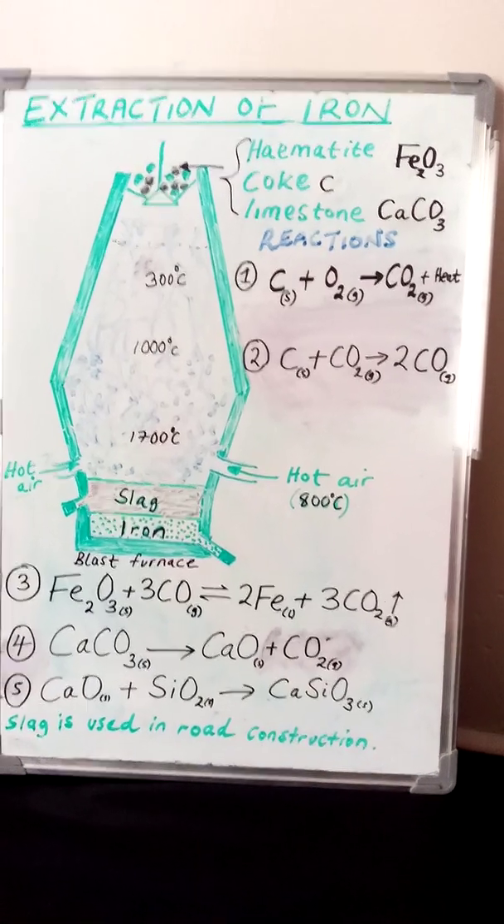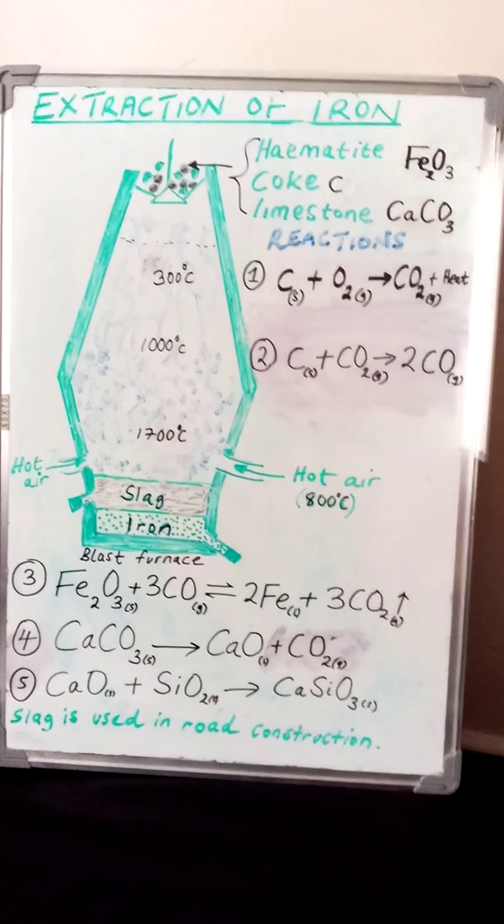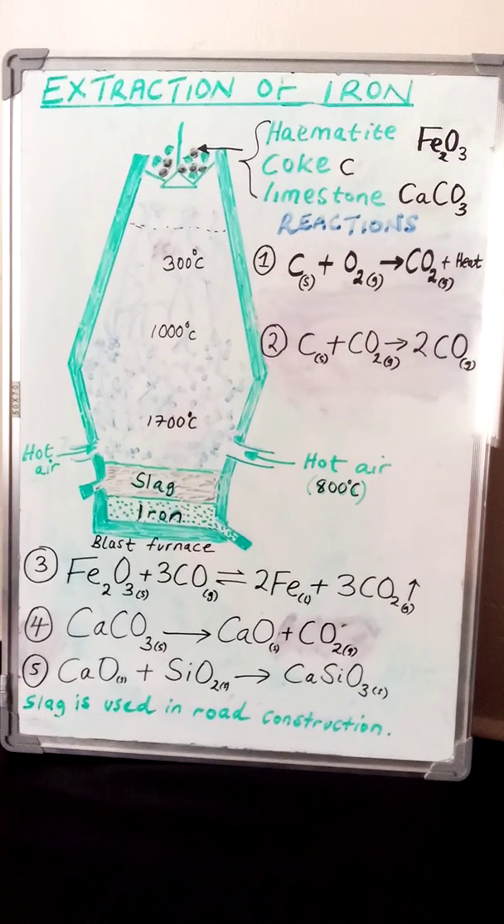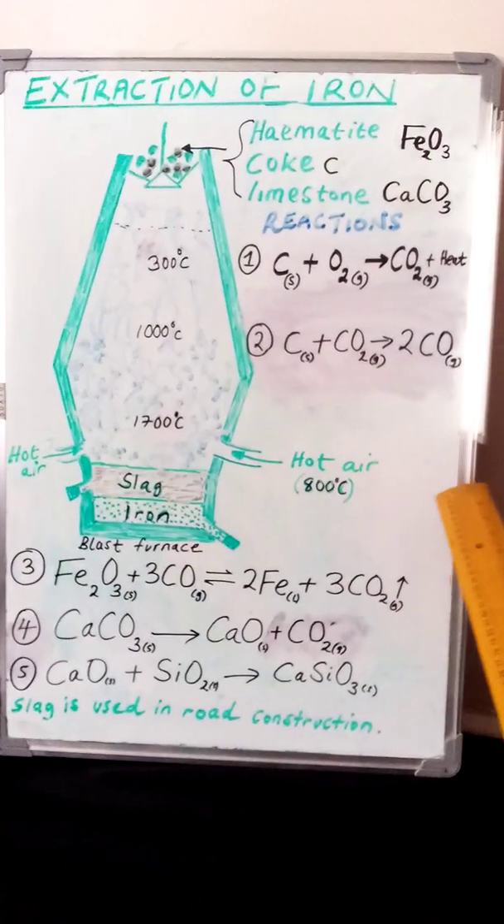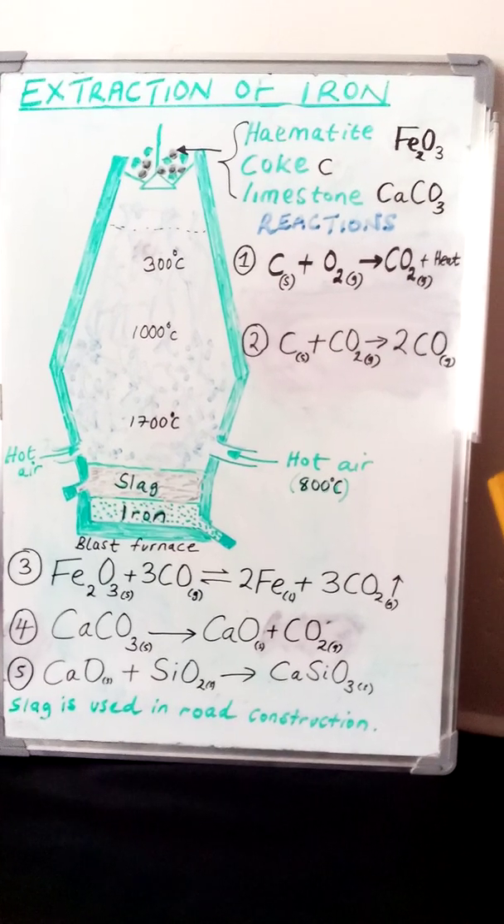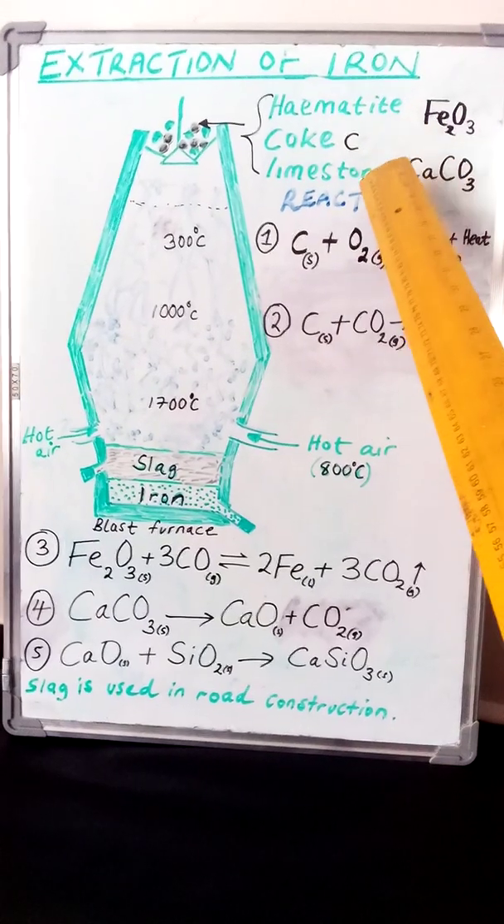Okay, so today we are looking at the extraction of iron under metals. So you need to know that when carrying out this extraction of iron, we have a special setup that we use. We use a blast furnace. And then we also need to know that we have raw materials that we need to use. So those raw materials are hematite, coke, and limestone.